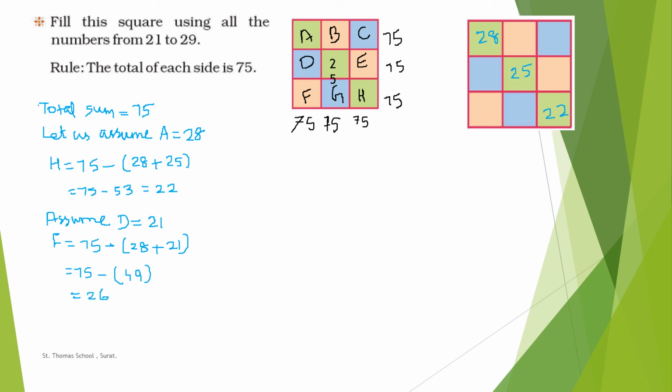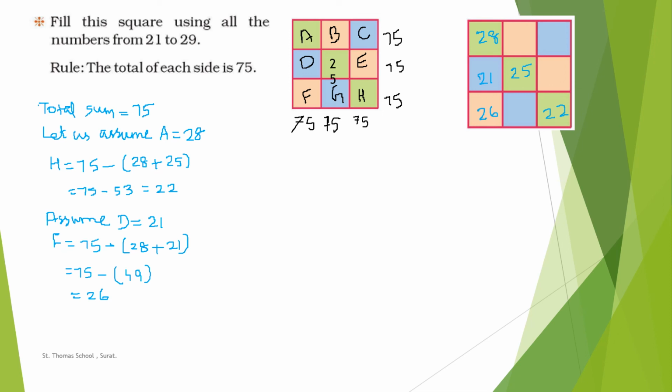Clear? So you can just write it down. Before that, write the assumed value, that is D we have assumed as 21. So in the box write it down 21 and F is equal to 26. Now then you can find out your G. Clear?